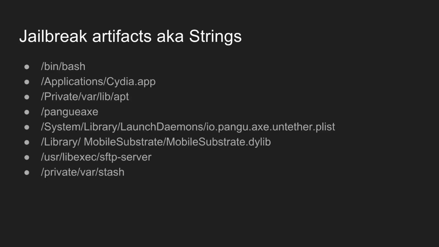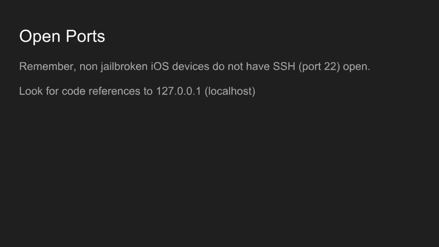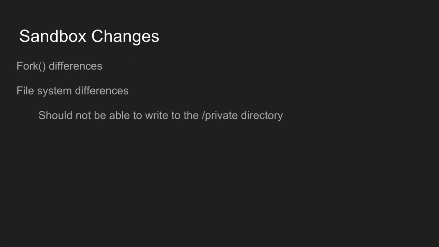Any references to Pangu or your other jailbreaking tools, such as io.pangu.exe. The other ones you're going to see are often a check for mobile substrate, SFTP, or stash. So if you see these, see if you can patch out those methods for those checks. The other trick you can do, which is an interesting one, is when you jailbreak an iOS device, you're communicating over SSH typically. Look for any code references to localhost 127.0.0.1, and then see if they're checking that socket. That's an easy check. So this is some neat stuff.